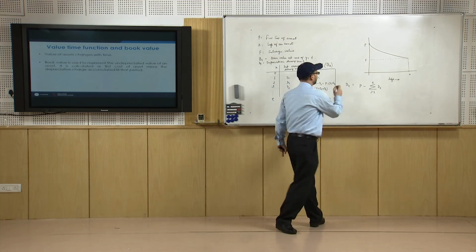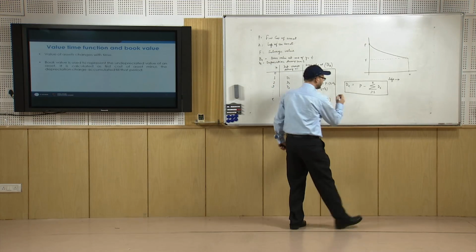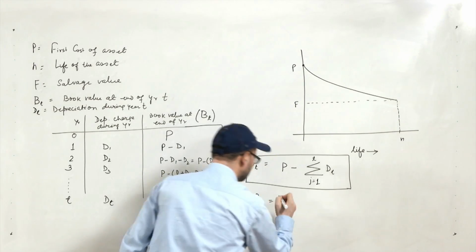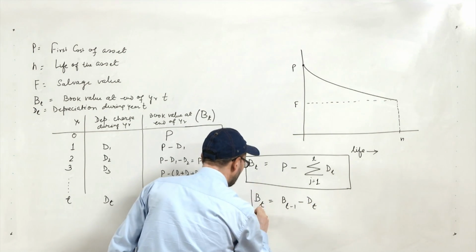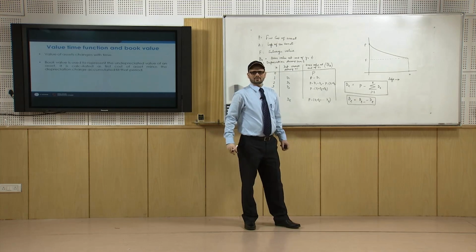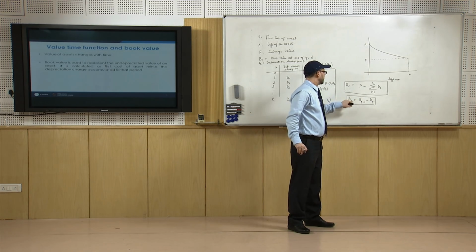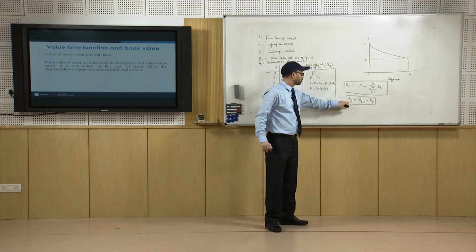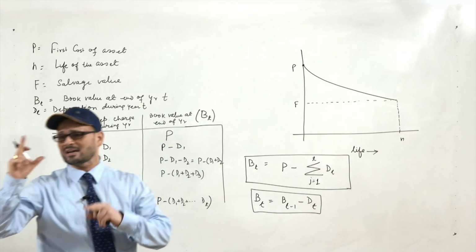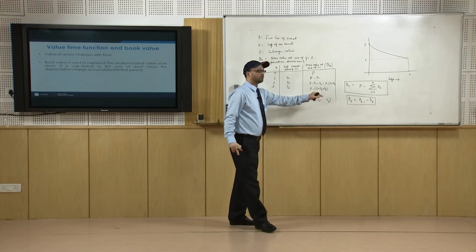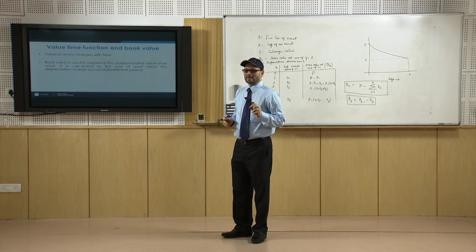So, this is how the book value is calculated. We can also have the expression Bt will be nothing but Bt minus 1 minus Dt. So, if you have to find the depreciation during any year and you have the book values of the 2 years, you can find the values, or if you have to find the book value at the end of any year, the book value in the previous year minus depreciation charge calculated during that year will give you the book value after that year. So, this is how you calculate the book values.